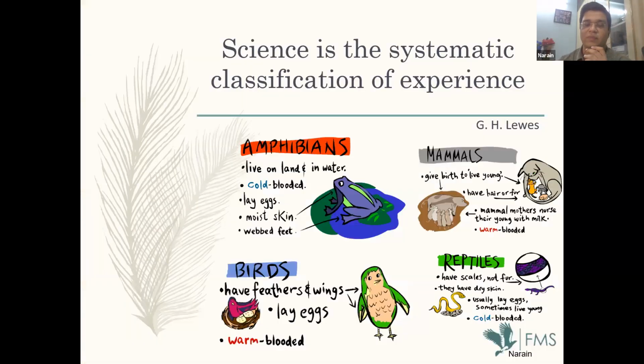Which is simply being classified. This classification problem is in itself such an important one that it can be referred to as the definition of a very big area of study, which is referred to as science. Science is a systematic classification of experiences. That's a quote given by Lewis.